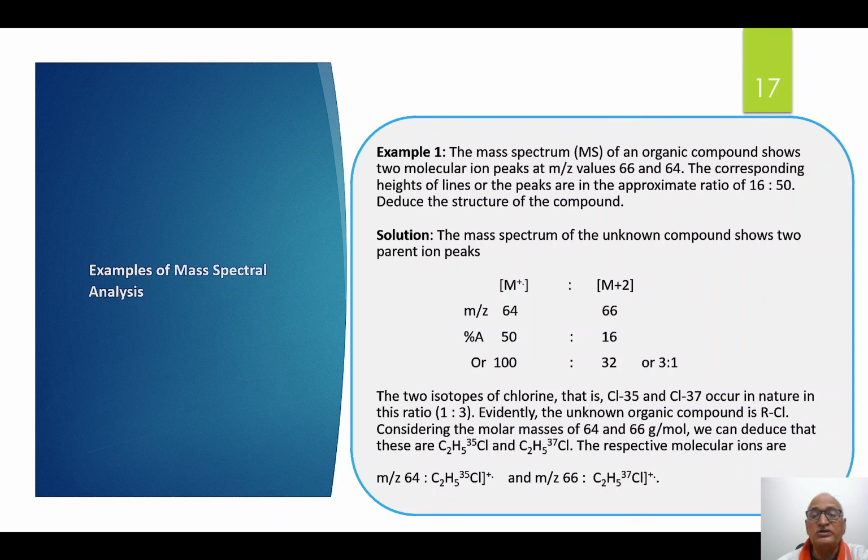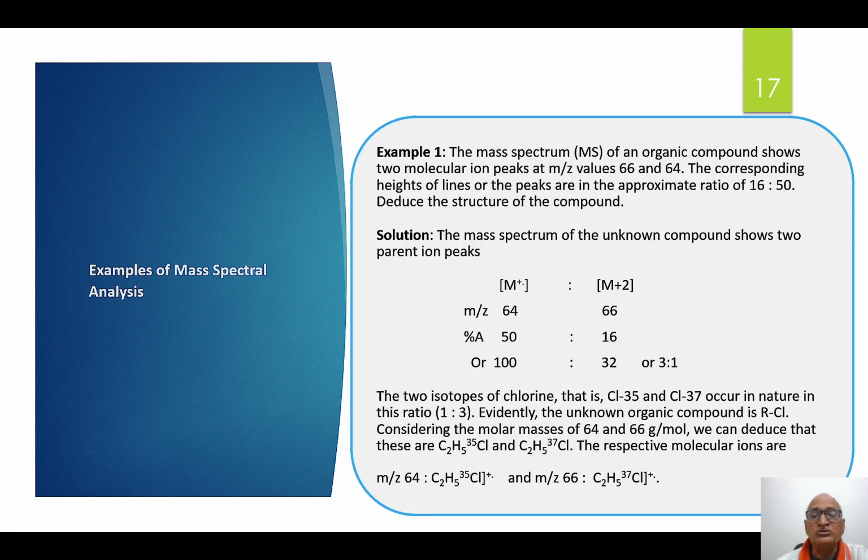Let us convert it to 100, multiply by 2, so it becomes 100 ratio 32. You can see this is nearer to 3 is to 1. Now our common knowledge shows that chlorine is such an element which has two isotopes in nature, chlorine 35 and chlorine 37. They occur in the ratio 3 is to 1. From this much information, we can conclude that the given sample contains one chlorine atom.